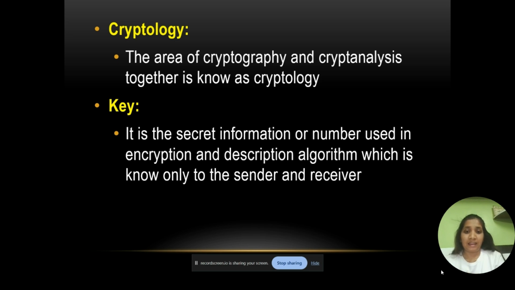So, what is a key in encryption? A key is a secret number or information used in encryption and decryption algorithms. The key is only known by the sender and receiver, ensuring data confidentiality.